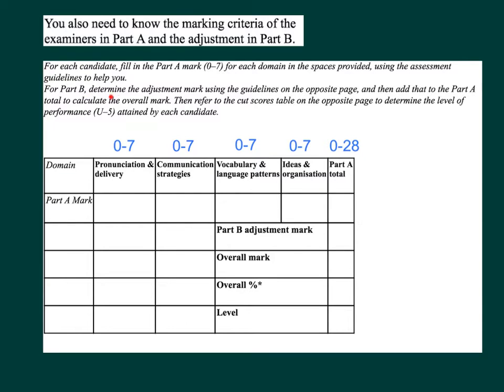For Part B, determine the adjustment mark using the guidelines on the upper worksheet page, and then add that to the Part A total to calculate the overall mark. Then refer to the cut scores table on the opposite page to determine the level of performance, U to 5, attained by each candidate. That is to say, Part B adjustment mark is added to Part A total, and you come up with the overall mark, and then calculate the overall percentage, and then come up with the level of performance attained by each candidate, U to 5.